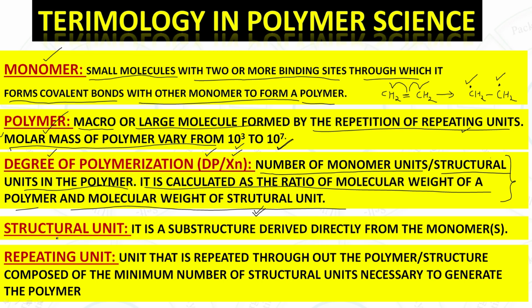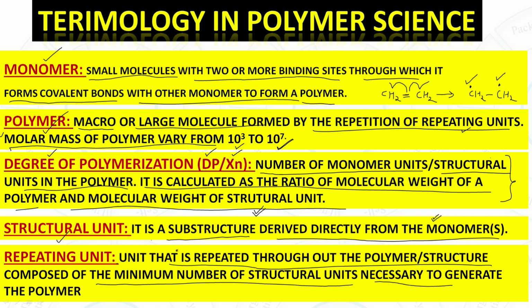So what is a structural unit basically? A structural unit is a substructure derived from the monomers. So what is the repeating unit? Please see carefully. The repeating unit is repeated throughout the polymer structure, composed of the minimum number of structural units necessary to generate the polymer.